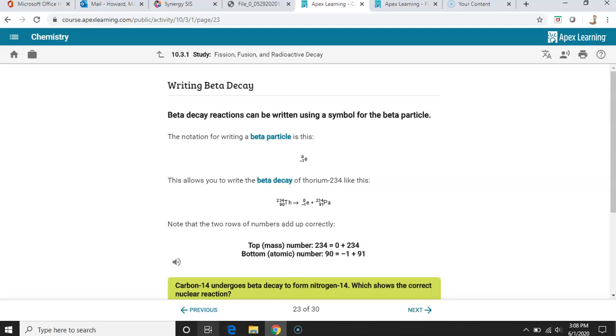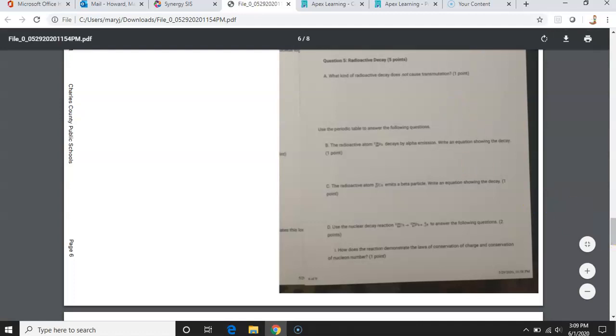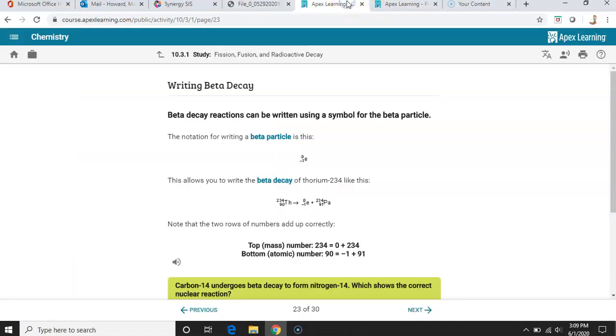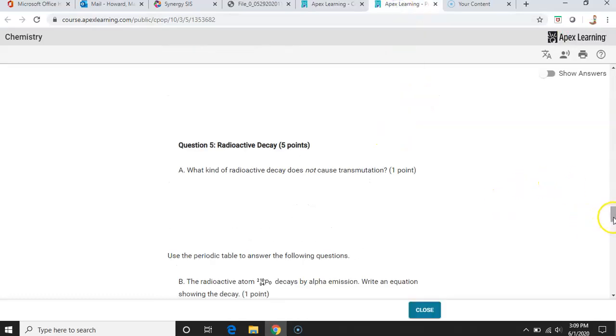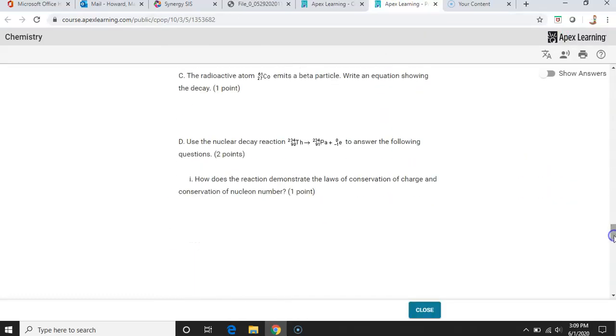And then the last little bit, which I think you have as your questions. So, if we look at the ones down here, use that to answer the following questions. How does this reaction demonstrate the laws of conservation of charge and conservation of nucleon number? Remember, the charge of the reactants and the charge of the products are the same. There's nothing different about this one. And the total number of nucleons is the same before as after.